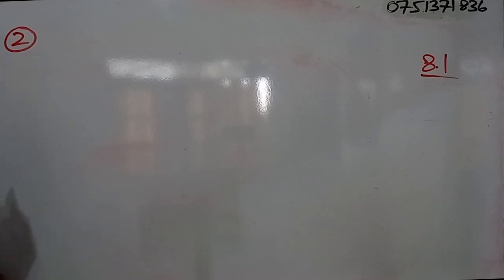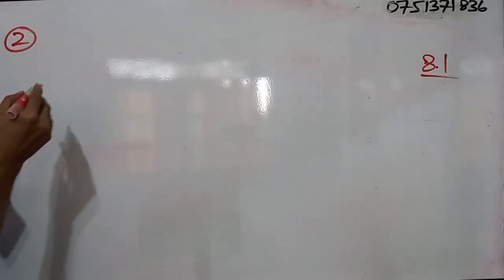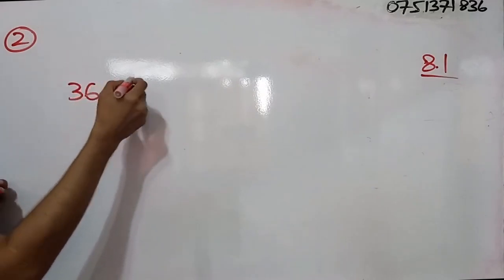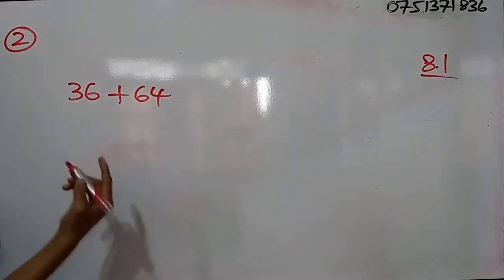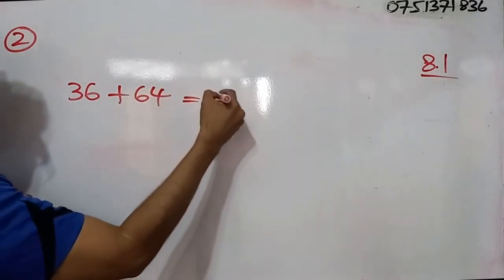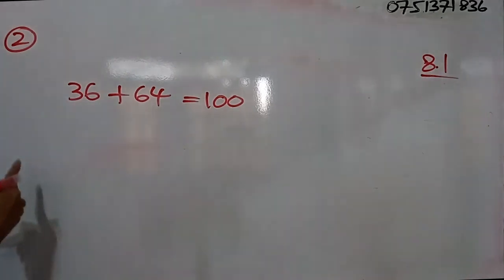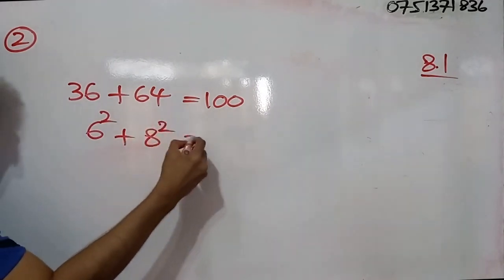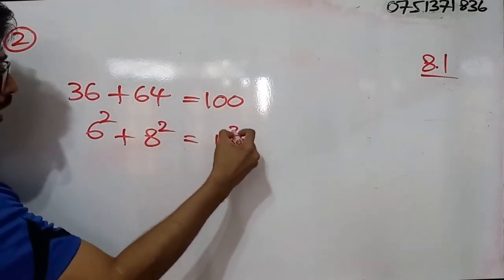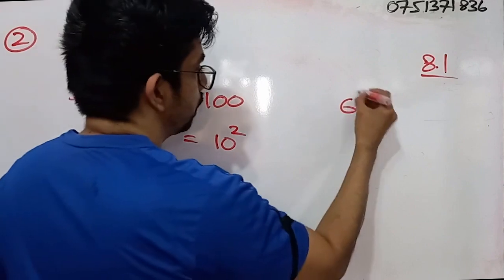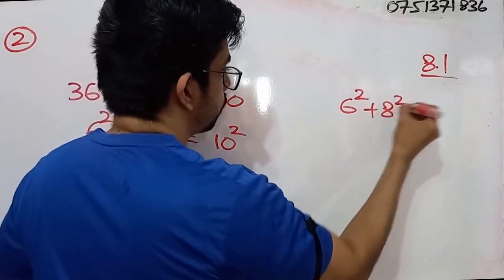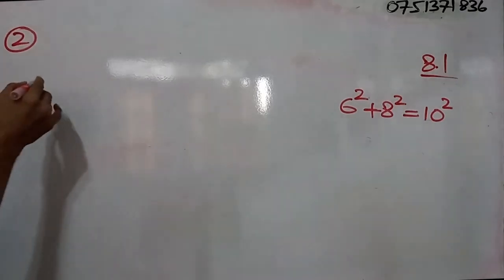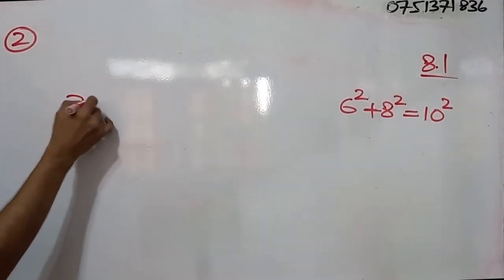Right. So first of all, I will take something like this. So 36 plus 64. Right. So you will get what? 100. Okay. So 36 means what? 6 square. 64 means 8 square. 100 means what? 10 square. So that is one response. 6 square plus 8 square. So that is equal to what? 10 square.